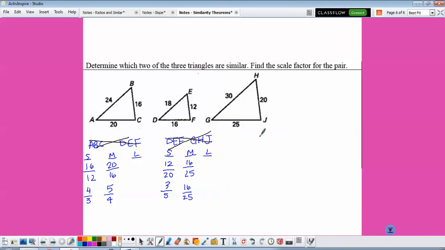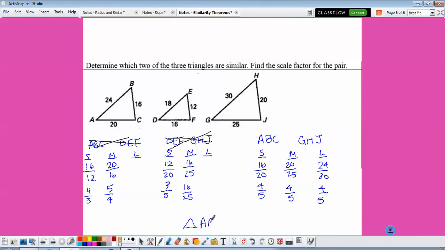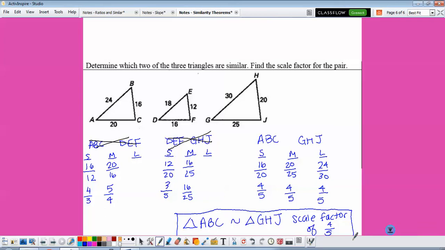So let's try ABC and GHJ. Small, medium, and large. Smallest sides would be 16 over 20, which simplifies to 4 over 5. Our medium sides would be 20 over 25, which would be 4 over 5. And our largest sides would be 24 over 30, which also simplifies to 4 over 5. So we know that triangle ABC is similar to triangle GHJ with a scale factor of 4/5. Fill in your summary, and I'll see you in class.